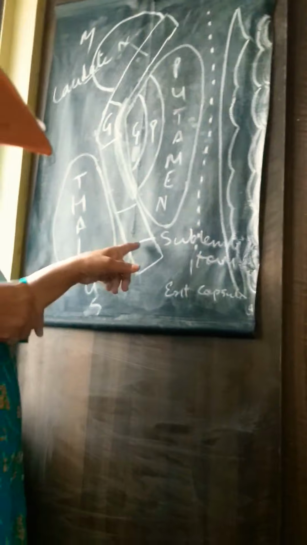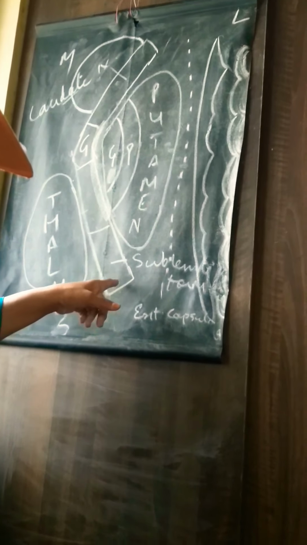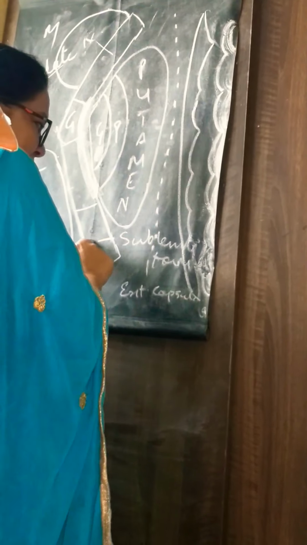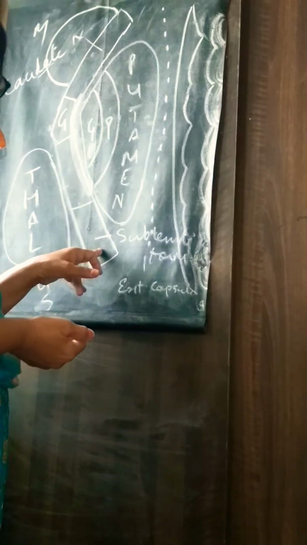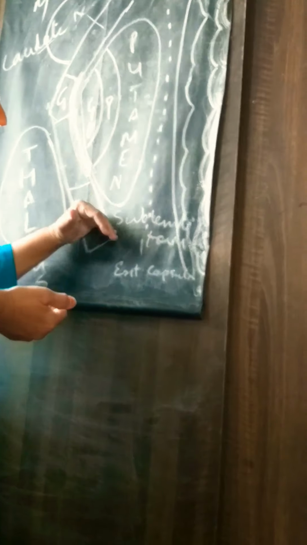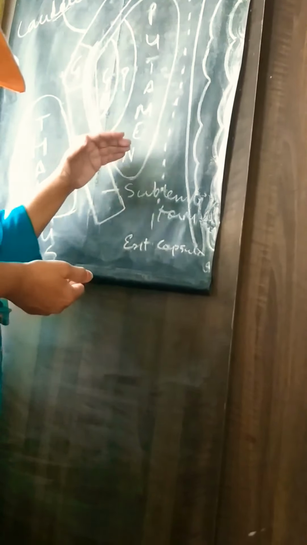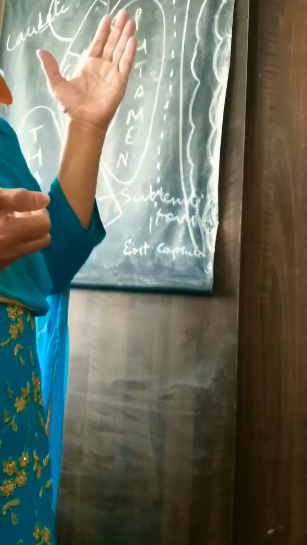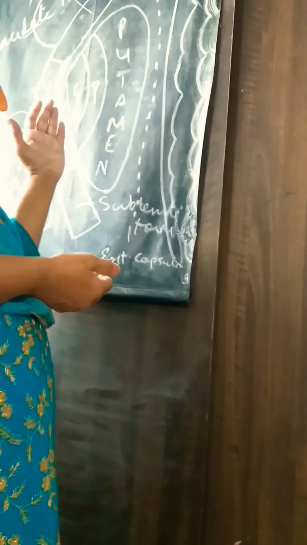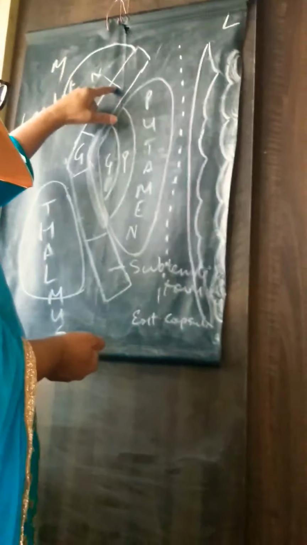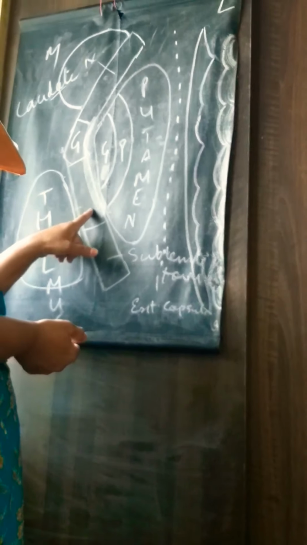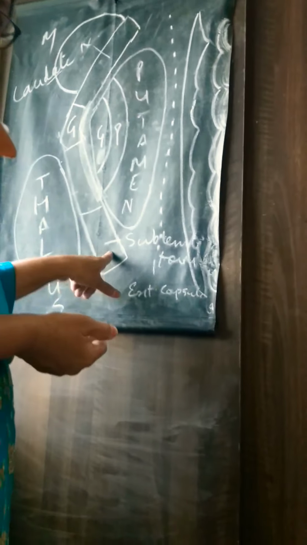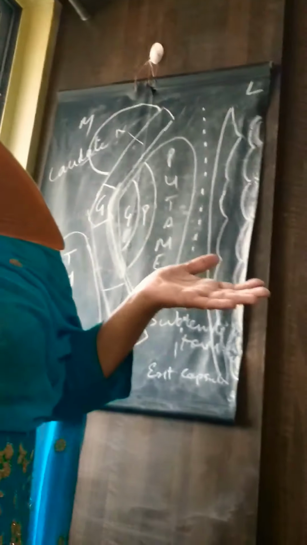The sublentiform part lies below the lentiform nucleus. This portion which lies below is called the sublentiform part of the internal capsule, and the portion which lies behind the lentiform nucleus is called the retrolentiform part of the internal capsule. So you have the anterior limb, the genu, the posterior limb, the sublentiform part and the retrolentiform part of the internal capsule.